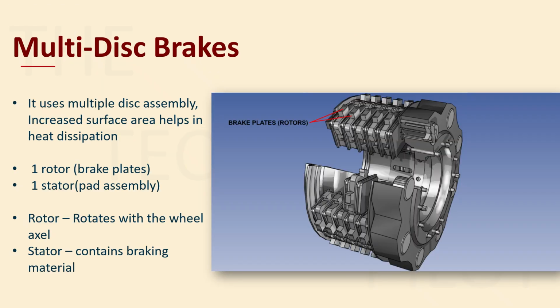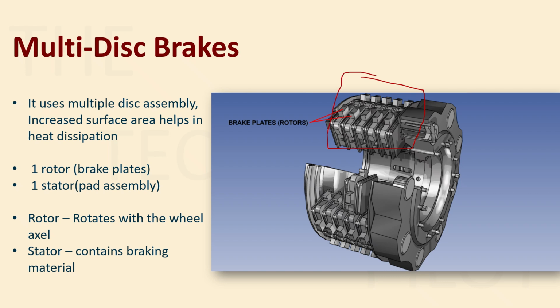So multi-disc brakes are used in actual modern aircraft, like bigger aircraft, right? Because smaller aircraft can use single disc brakes, because you can just have your disc pressing against your friction pad and it is stopping the aircraft. But in a larger aircraft, you need multi-disc brakes. Why do we need multi-disc? So you see here in this picture, you can see that there are multiple discs.